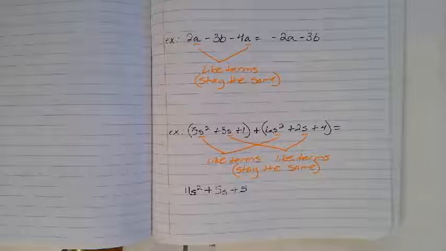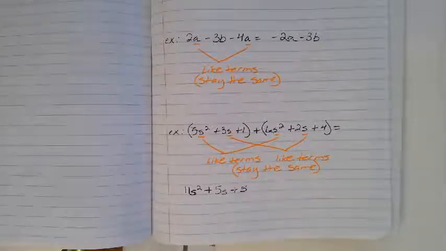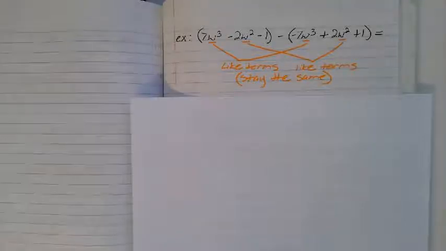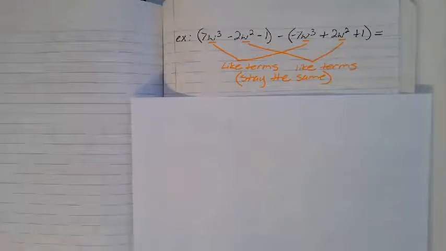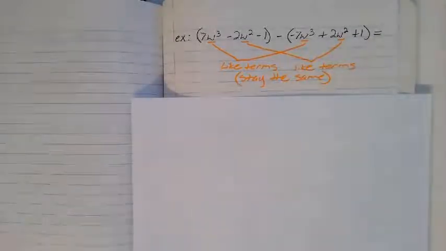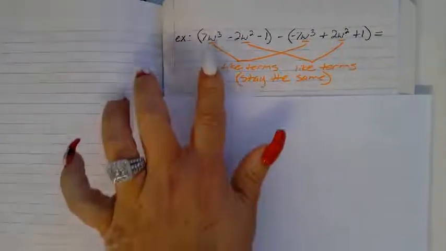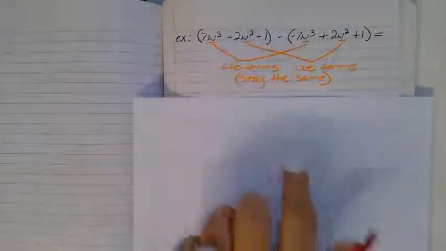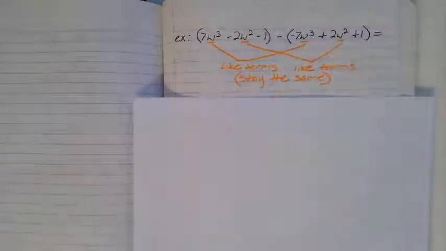Juliana, good job in there. So write that one down. We have 7w to the third minus negative 2w squared minus 1, and we're going to subtract all that from negative 7w cubed plus 2w squared plus 1. And your w cubes are your like terms, and your w squared are your like terms. Let me know when you have that written.